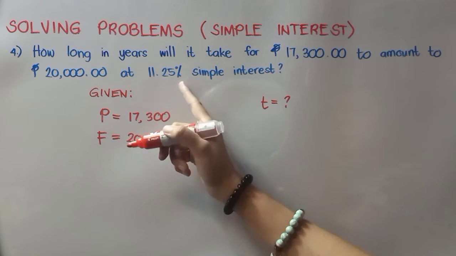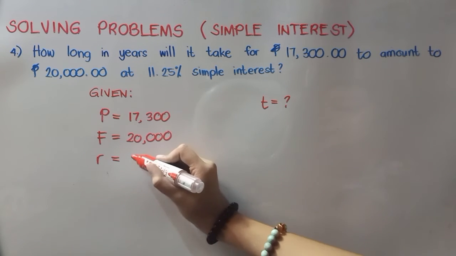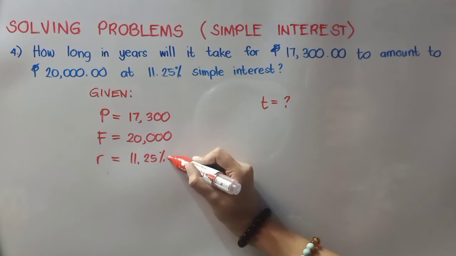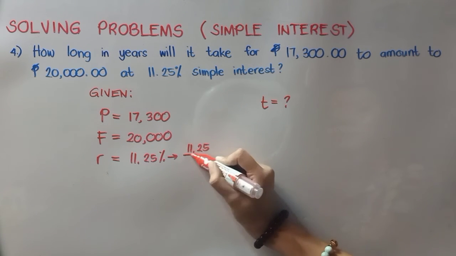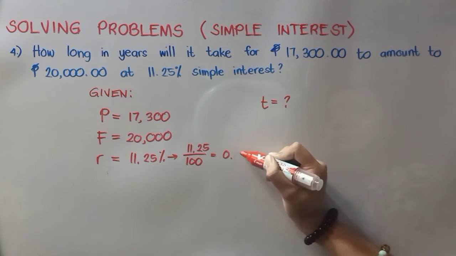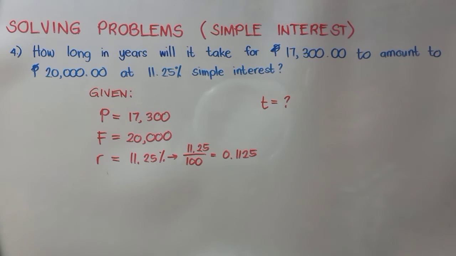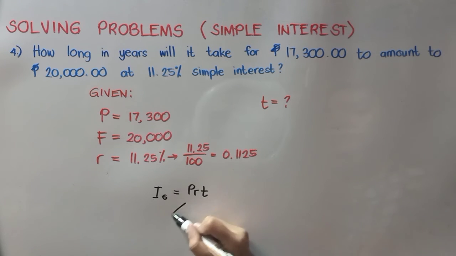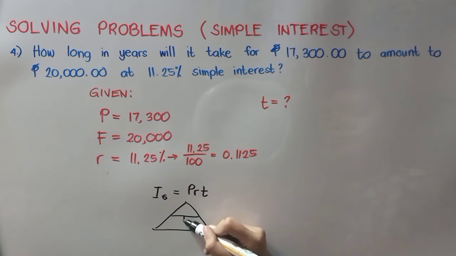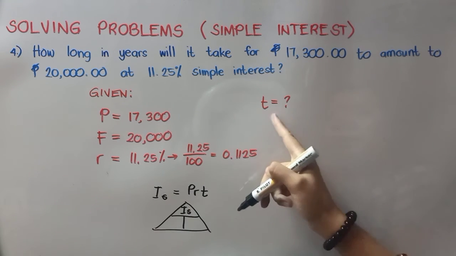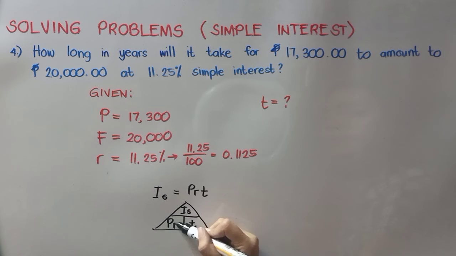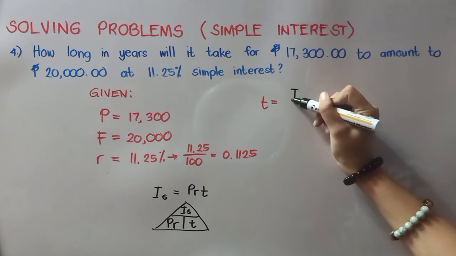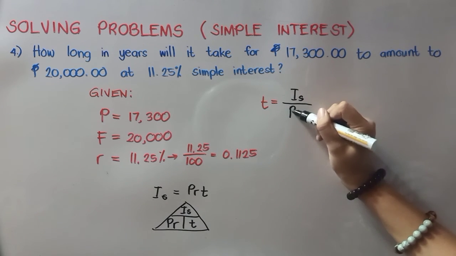So, since this is in percentage, we will be converting it into decimal by dividing this by 100. This will give us 0.1125. Let us now solve for our time. Remember that we don't have a formula for our time, so we'll do again the triangle method. Remember to place our simple interest on top and isolate T on one side. Therefore, P and R will be on the other side. Our formula for time will be simple interest over P times R.